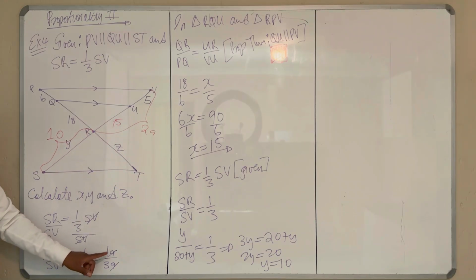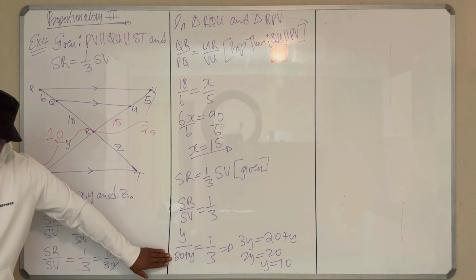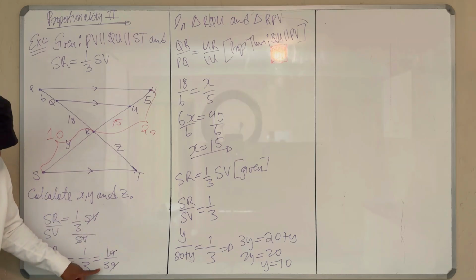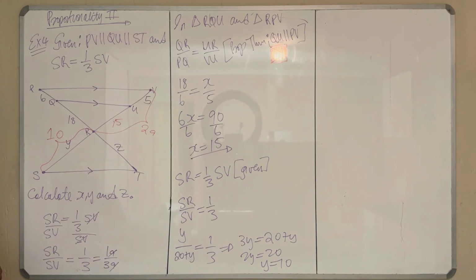So these are to help you when you're in trouble, if you don't know how to set up these kind of ratios. If it's difficult to set up these kind of ratios, this is your plan B. What else? We're left with Z. We're left with this one, right? So how do we go about it?